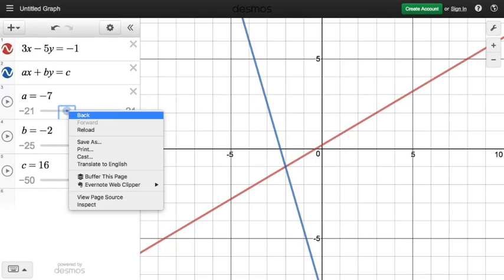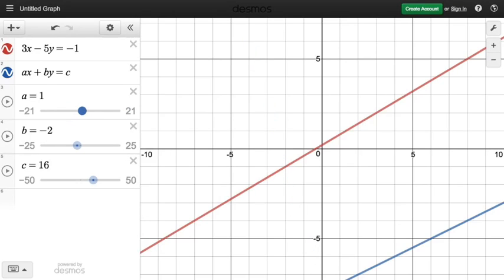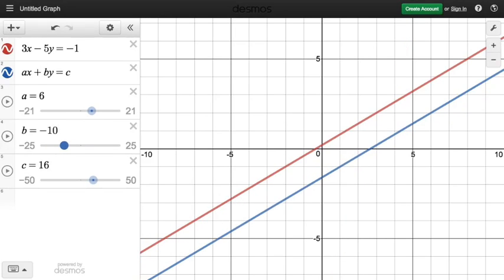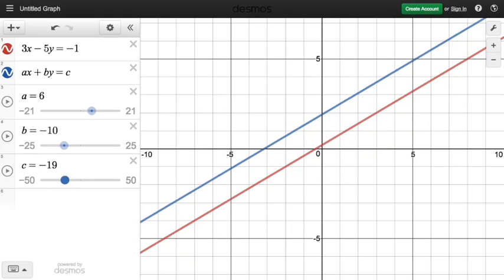Let me dial my A in to, I don't know, 6. And let me dial my B into -10. Okay, so maybe I won't have 16 here. Maybe I'll put this at -20. Okay, great.